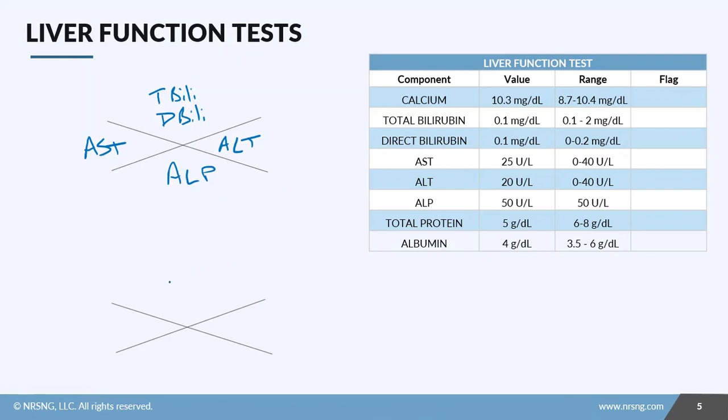Total bilirubin, 0.1. Direct bilirubin, 0.1. Then starting over here, you've got your ALT, which is 20, a normal value. Again, you also see this flag if these values were high or low. Then you're going to go down, sorry, you've got your 50 for your alk phos, and then you've got your AST of 25. Again, these are all normal values, so we're not going to circle any one of them.